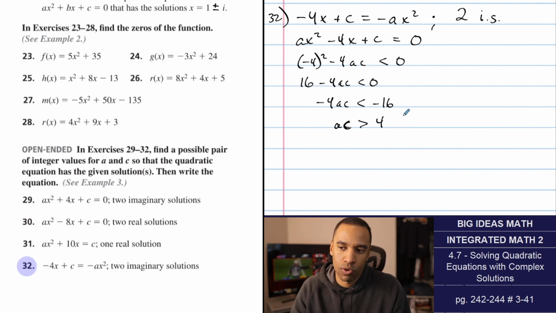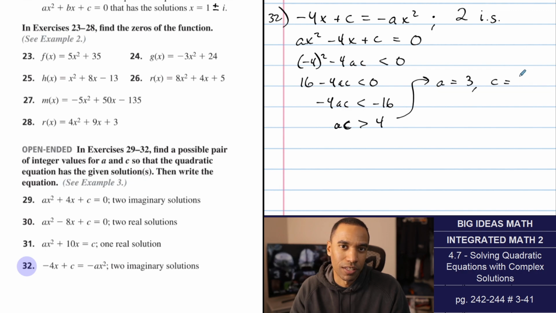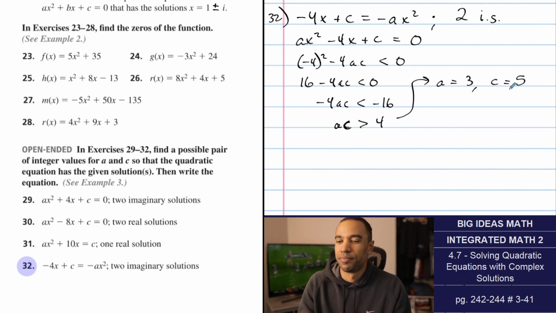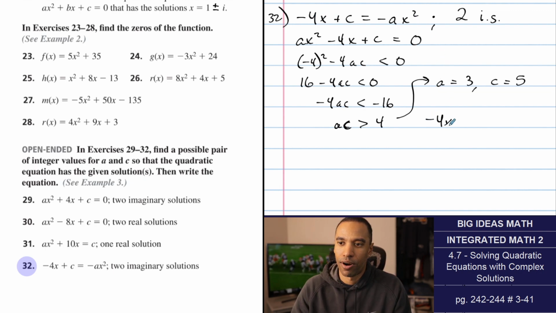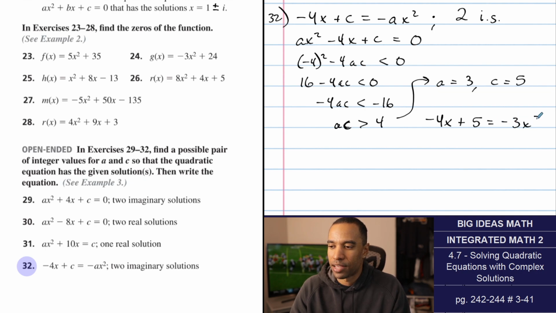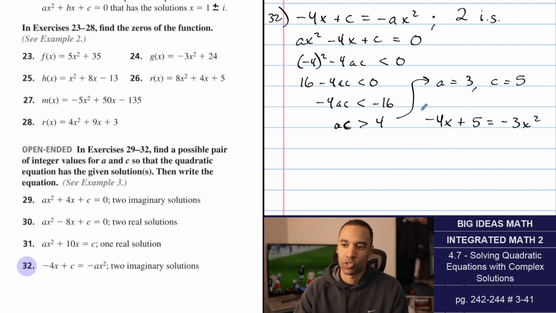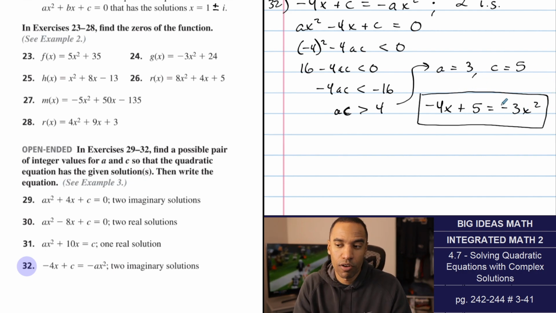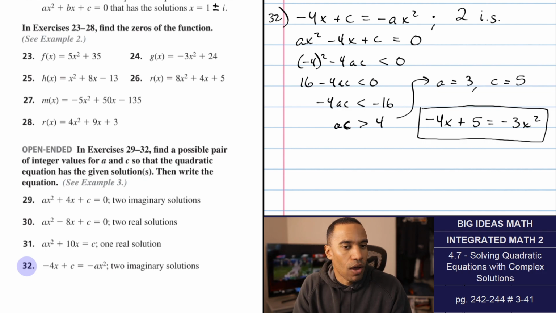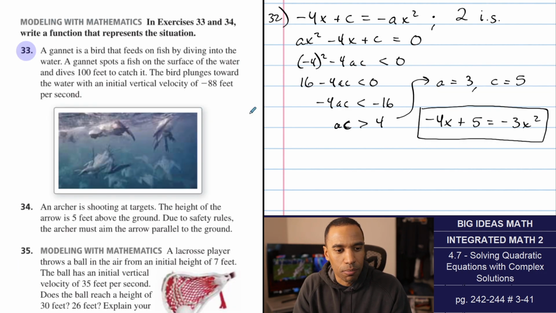Let's make A equal 3 and C equal 5. All right, so my original equation looks like that. So negative 4x plus 5 equals negative 3x squared. Notice how it says negative a. If a is 3, then it would look like that. That's the original equation. Obviously, if I added 3x squared over, things change a little bit. Okay, and that's number 32, and there's that problem set.